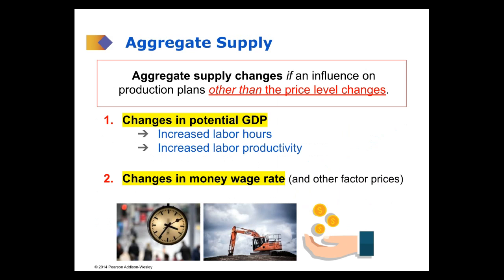Now, aggregate supply can change if there's an influence on production plans other than the price level. So, for example, we might have a change in potential GDP because there was an increase in the number of hours that were worked, the number of labor hours. This is something that would increase the potential GDP if more people are working. Or potential GDP might increase if you had a greater amount of labor productivity. Maybe there was a technology that was invented or created that made all labor more productive. And in that case, you would have an increase in potential GDP.